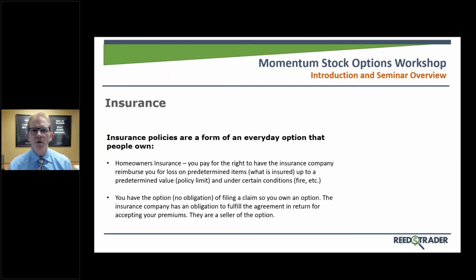Insurance policies are really a form of an everyday option that everyone owns. So if you think about your homeowner's insurance, you pay for the right to have the insurance company reimburse you for loss on predetermined items. So you purchase a policy, and that policy is really a policy with a list of items that are covered, like your house, your furniture, your jewelry, that sort of thing. And it has a predetermined value, and that's the policy limit. So you buy a $1 million policy, they will never pay out more than $1 million.